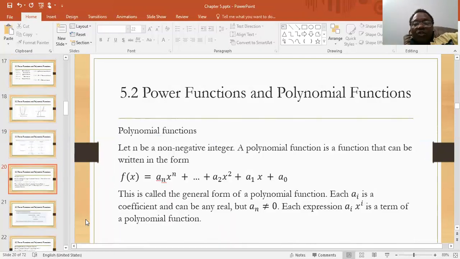So a polynomial function is actually the sum of several power functions. When the leading coefficient an is different from 0, the polynomial is of degree n, and each ai x^i is called a term of the polynomial, and the leading term is an x^n. The term with the highest power of x is called the leading term of the polynomial.